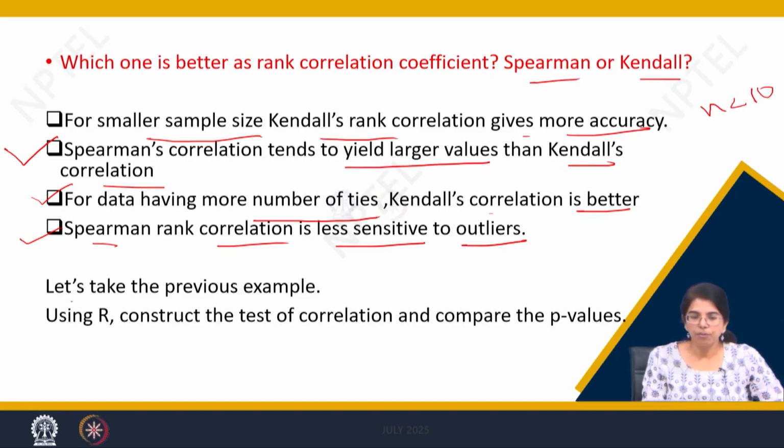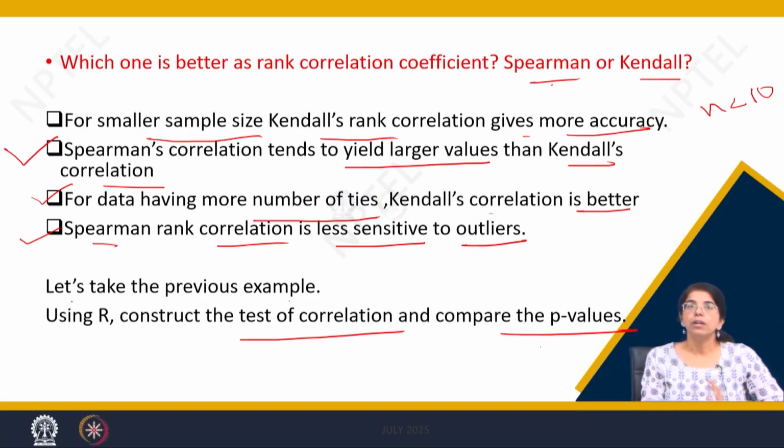And I will ask you to take all the previous examples, construct the test of correlation and compare the p-values. Which one will give you a better p-value, Spearman or Kendall? Better in the sense of which rank correlation is giving you the p-value indicating towards the acceptance of the null hypothesis or towards the rejection of the null hypothesis.